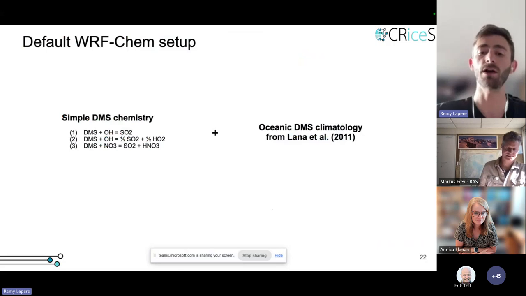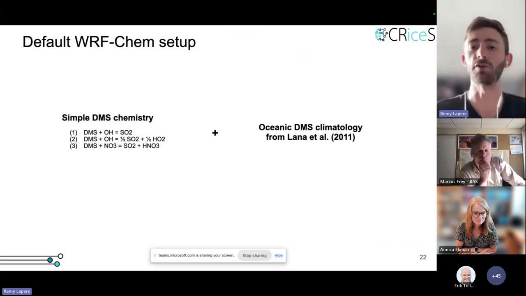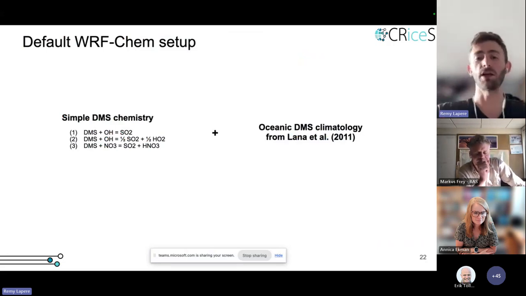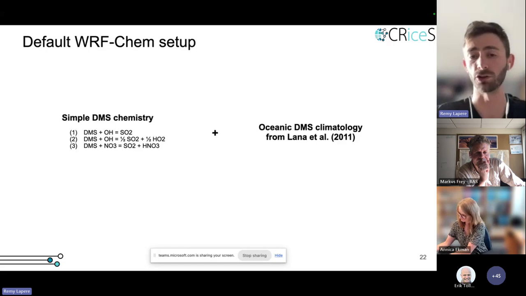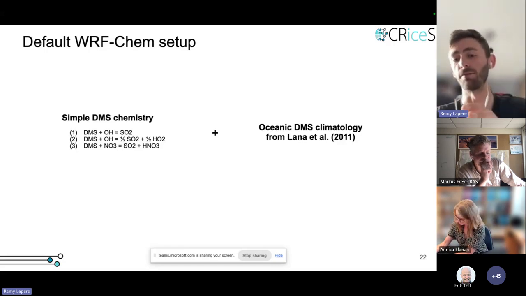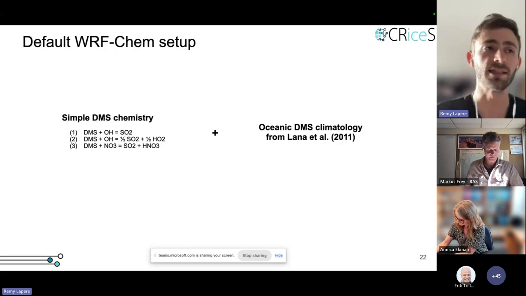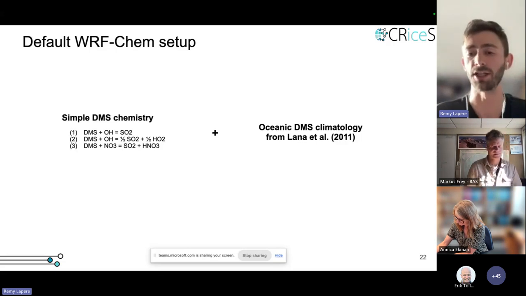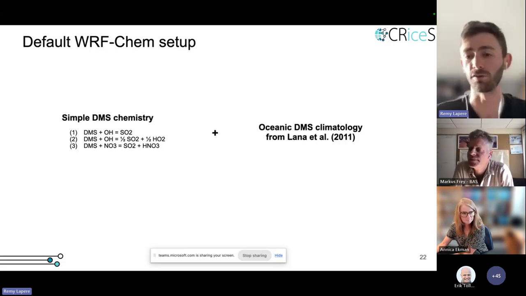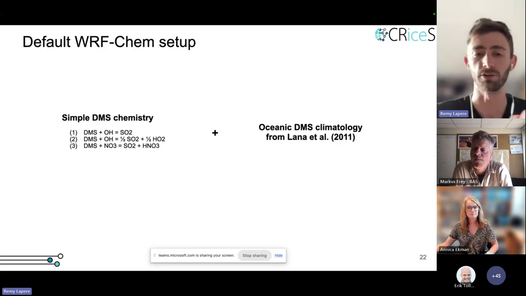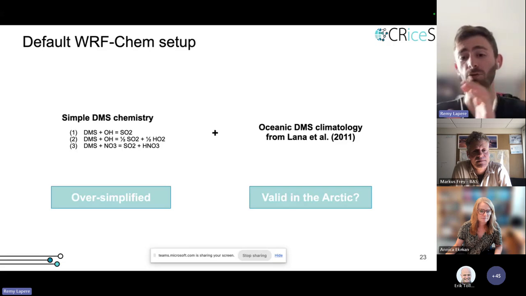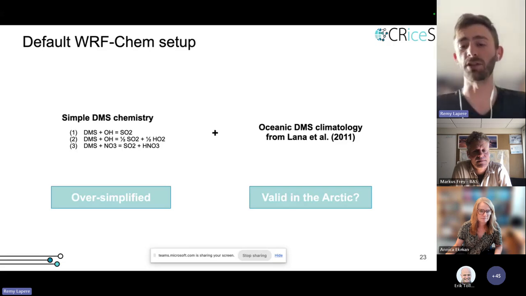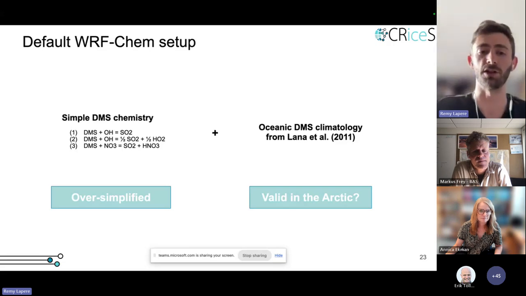And this is how the situation was, say, a year ago, before we started working on that. This is how DMS was represented in WRF-Chem. Just a set of 3 DMS reactions, so how the gas transforms into aerosols. And quite, let's say, general climatology of oceanic DMS. This is quite a famous product for modelers, this Lana climatology. But we know that only these 3 reactions is an oversimplification, and we know that this Lana product is probably not really valid in the Arctic for lack of observations.